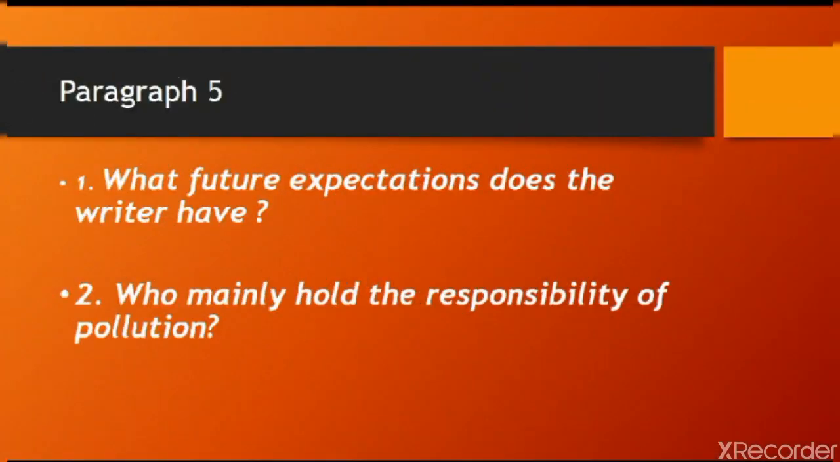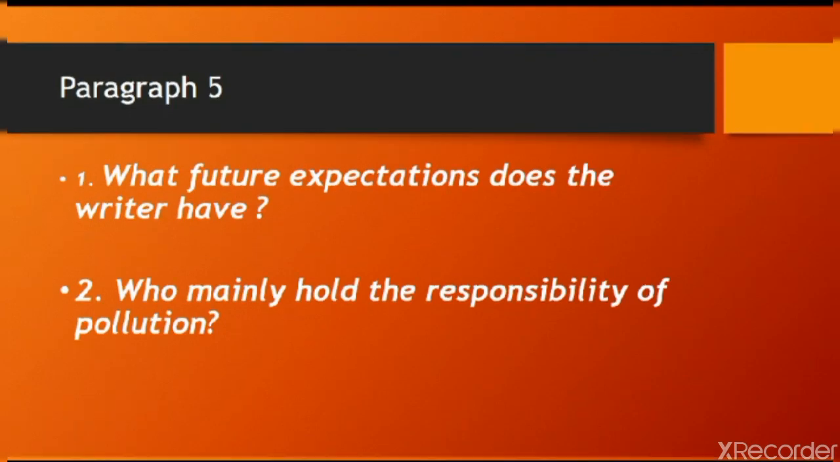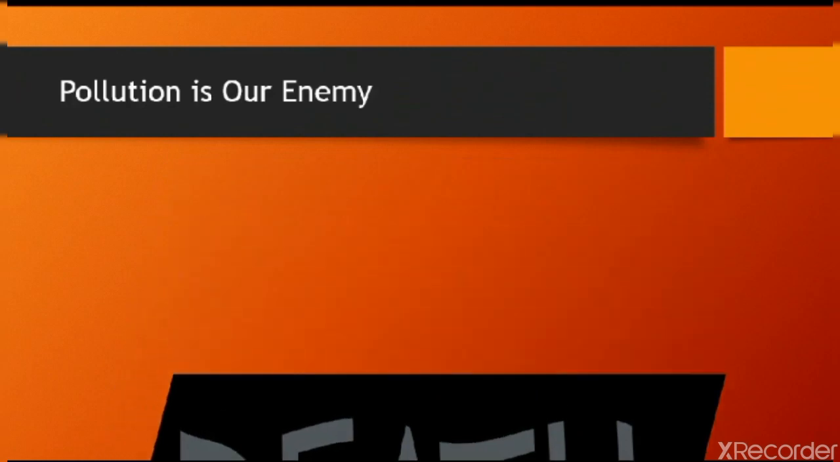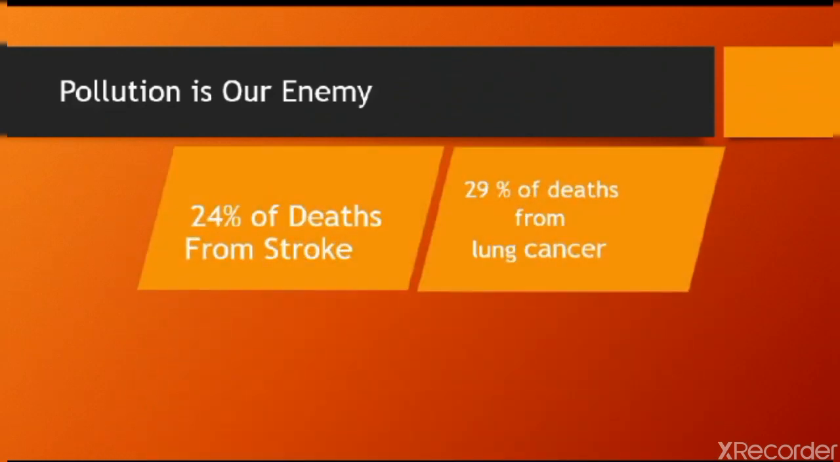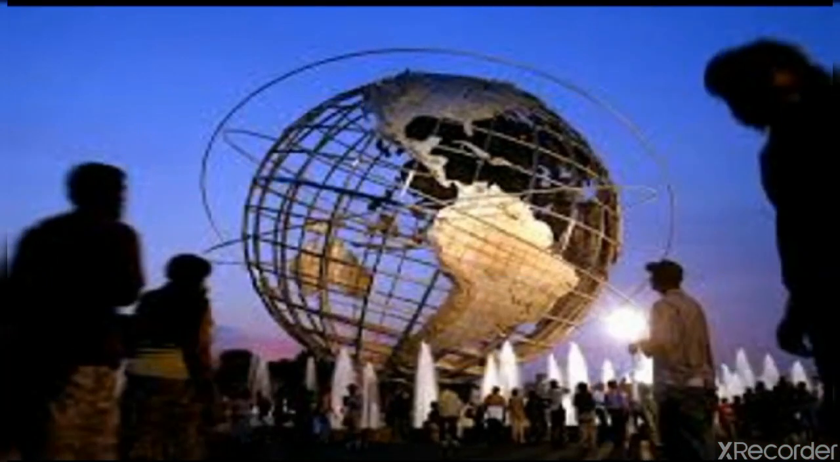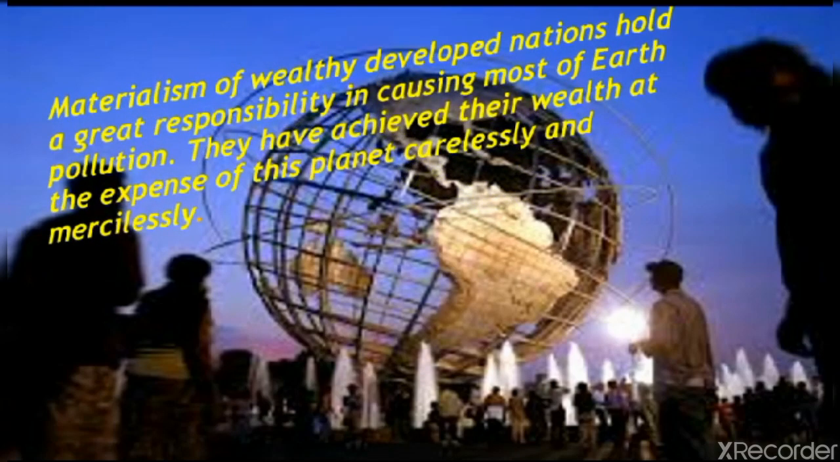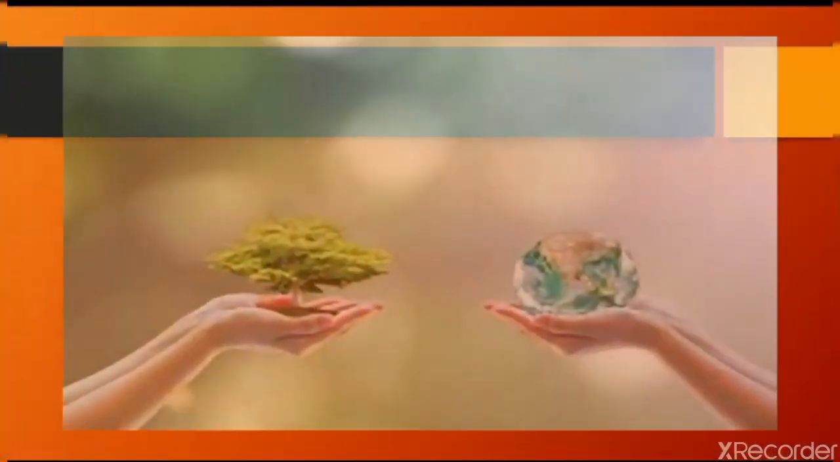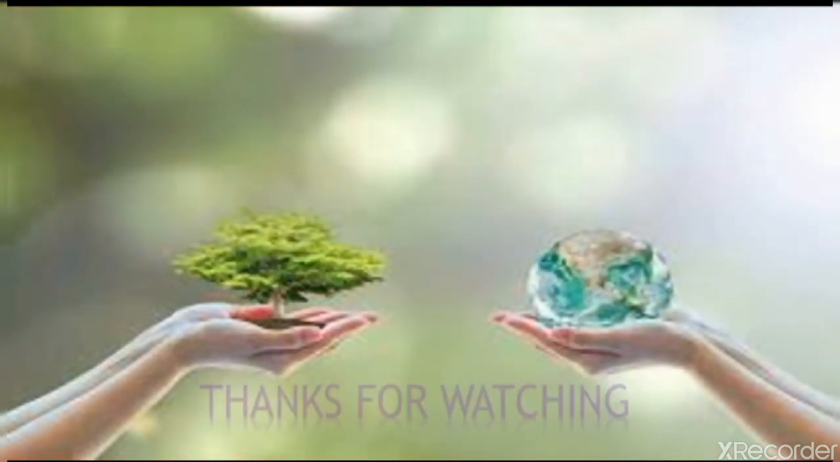According to paragraph 5, what future expectations does the writer have? Who mainly holds the responsibility of pollution? As more people move to urban centers, premature deaths caused by pollution are expected to increase worldwide. Today, the developed nations that have achieved their wealth at the expense of the environment will be held accountable for protecting the Earth's resources for future generations. Thanks for watching.